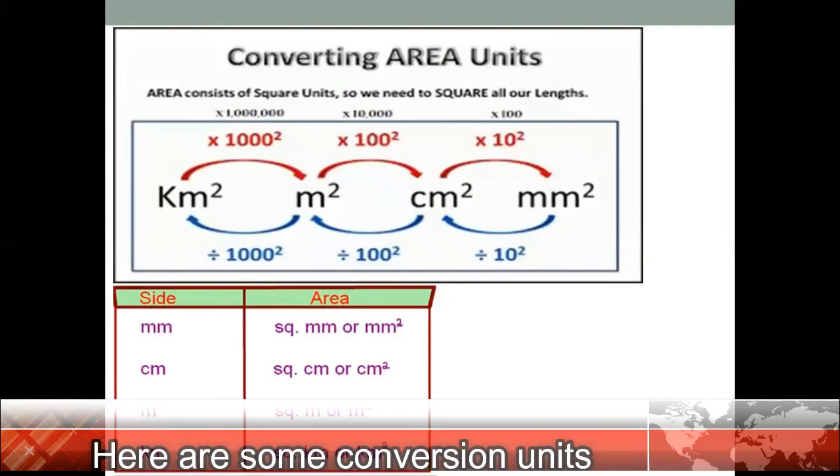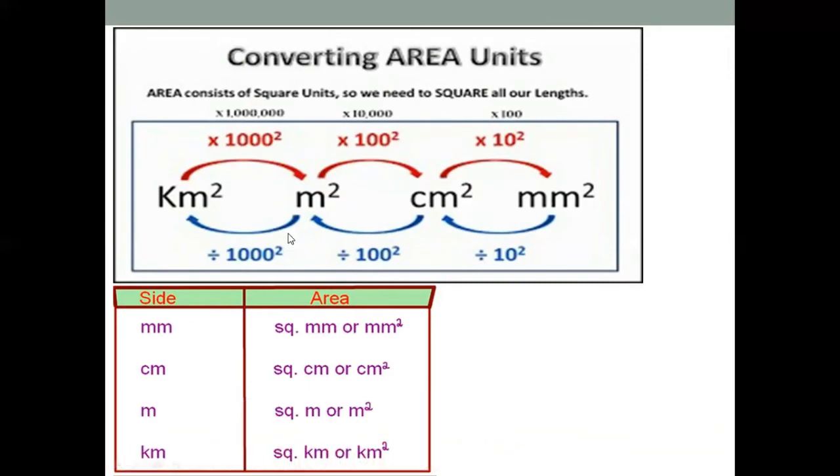Here he mentioned some units of area. If we remember these, it is easy for us. Suppose we are converting kilometer square to meter square, we multiply by 1000 squared. You multiply that number and you will get your answer.